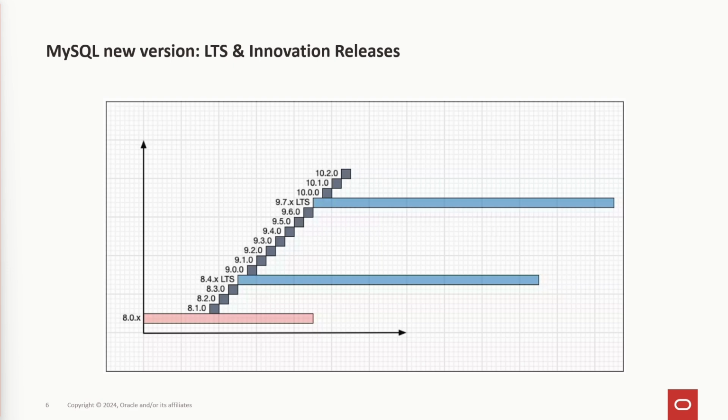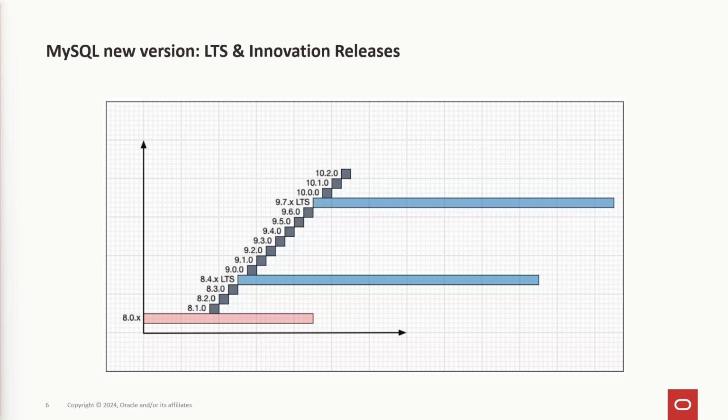Some of them include things like, in 8.2, we added auto port for router. And 8.4 is LTS. A few weeks ago, we already made 9.0 GA. And then sometime we will release the 9.7 LTS. Then the innovation release will be 10.